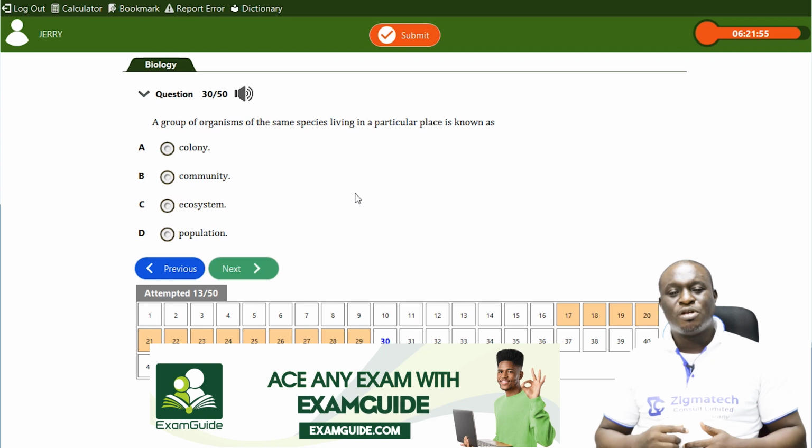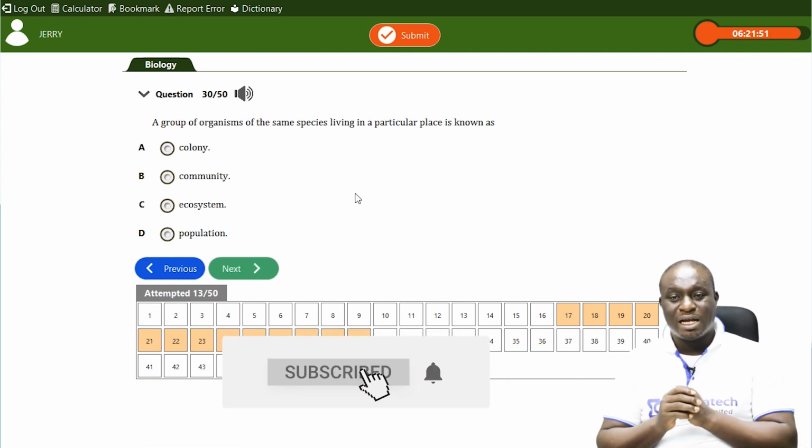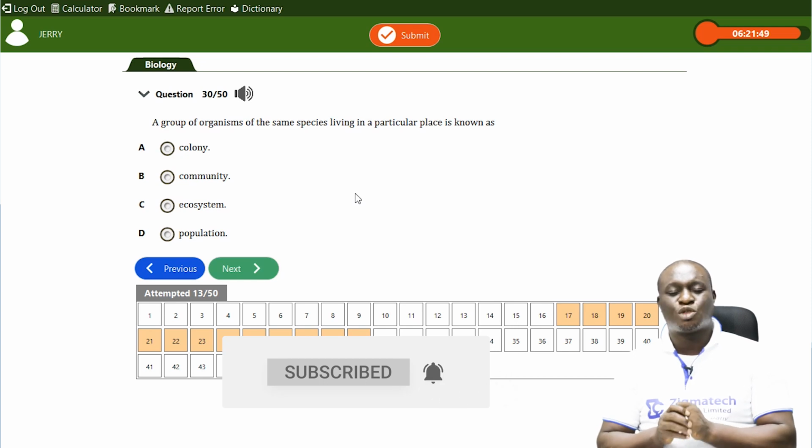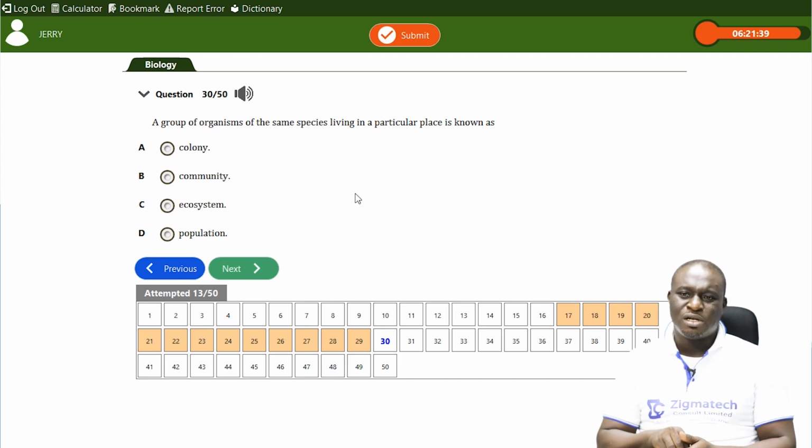Ecosystem is a community of plants and animals functioning together with their non-living environment. Option D says population. Population is actually the total number of organisms of the same species living in a particular place at a particular time. So the correct answer to this particular question is population.